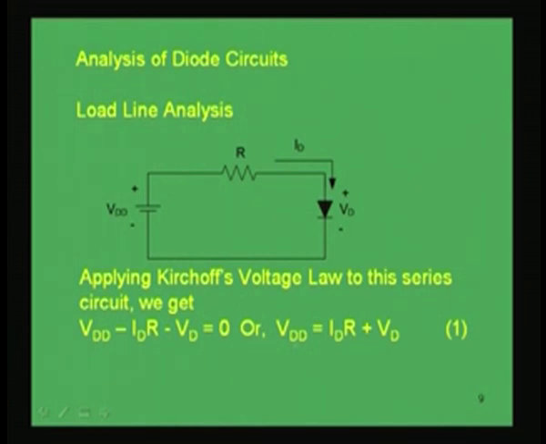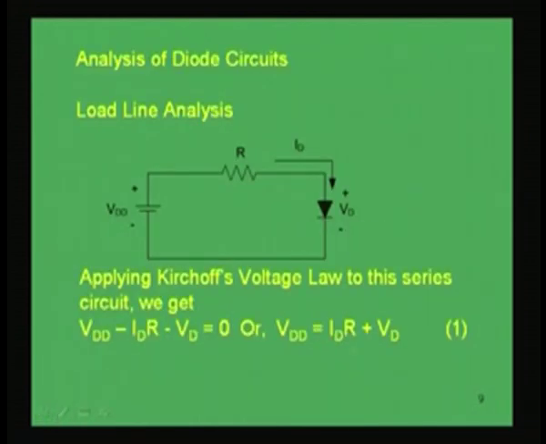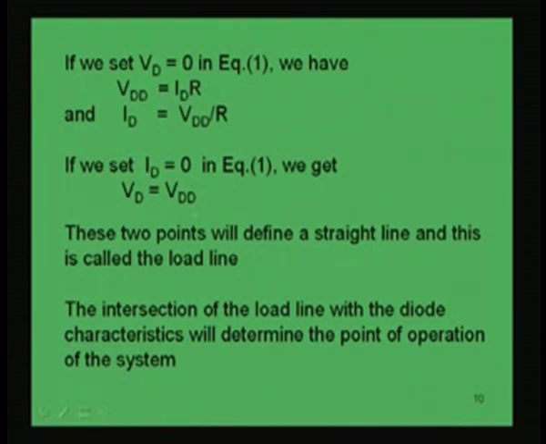Simplifying this, we get VDD equal to ID R plus VD. Now, in this equation, if we set VD equal to 0, we get the maximum diode current that can flow in the circuit, given by ID equal to VDD by R. That will be one extreme point, denoting the maximum diode current. And if we make ID equal to 0 in equation 1, then we get the maximum voltage across this diode, that is VD equal to VDD.